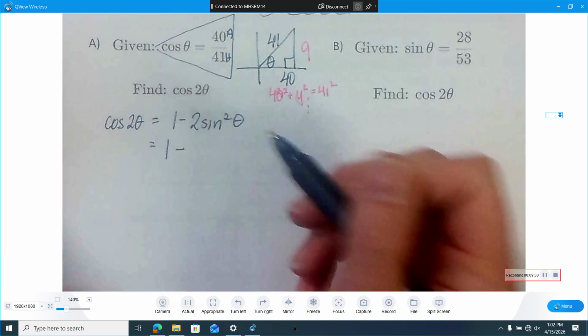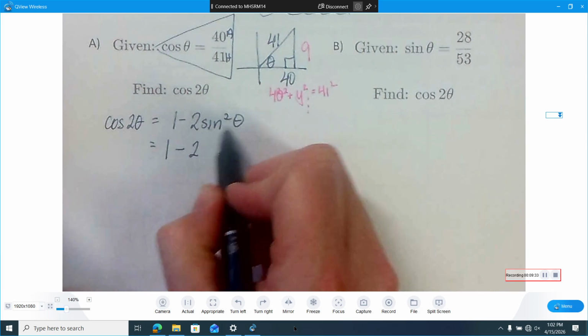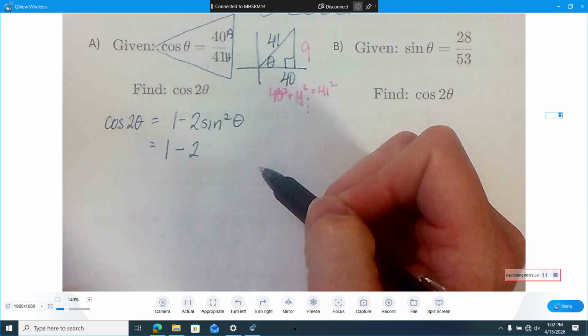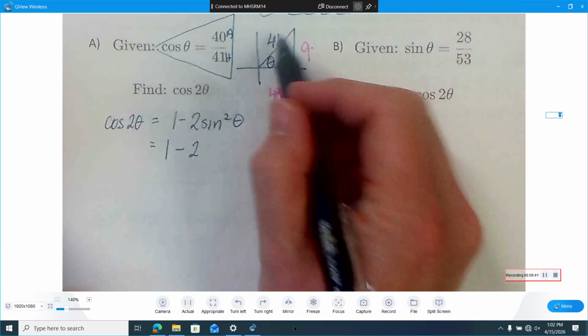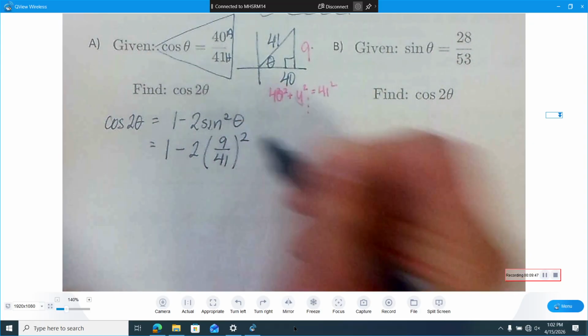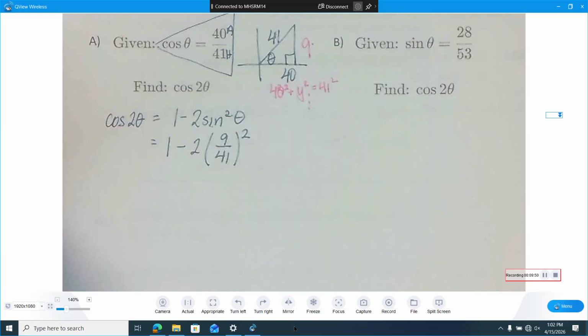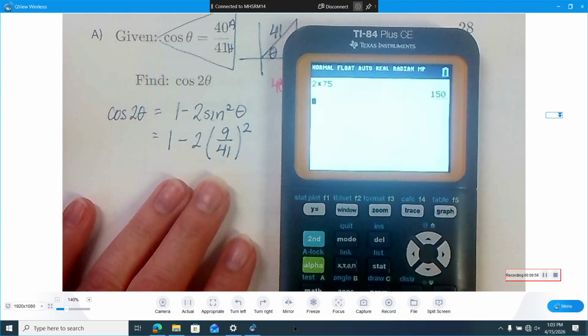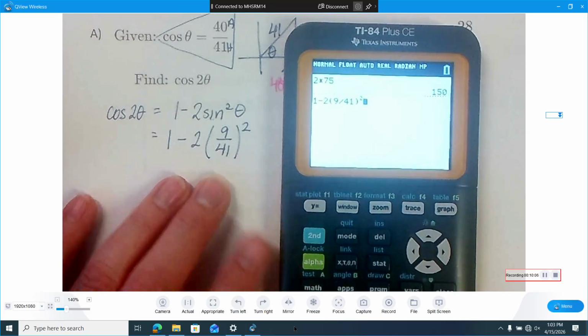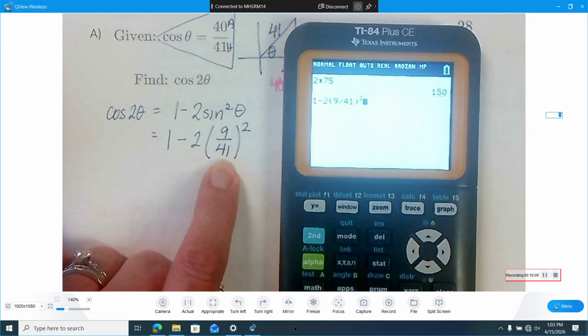So 1 minus 2, the sine of theta. Sine of theta requires me to look at the triangle I just drew. Sine would be opposite over hypotenuse, so that would be 9 over 41. And it's being squared, so that becomes 1 minus 2 times 9 over 41 quantity squared. And from there, it's your calculator. That's it. So I have 1 minus 2 times 9 over 41, and that gets squared. I'm just squaring the 9 over 41, the sine ratio.